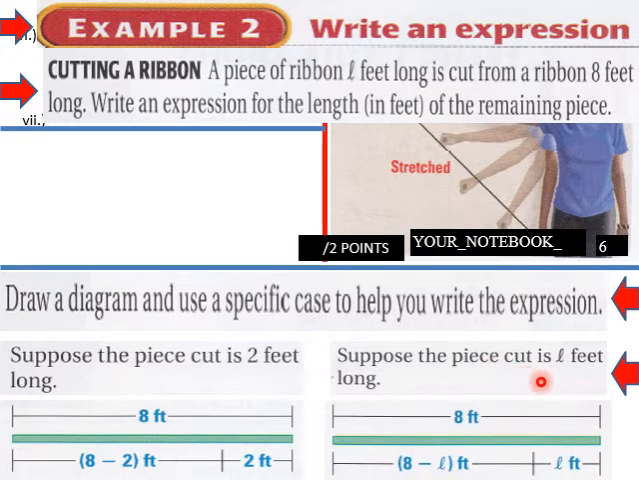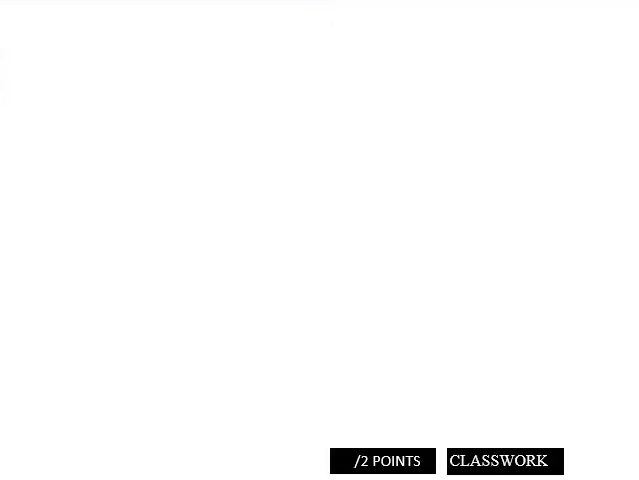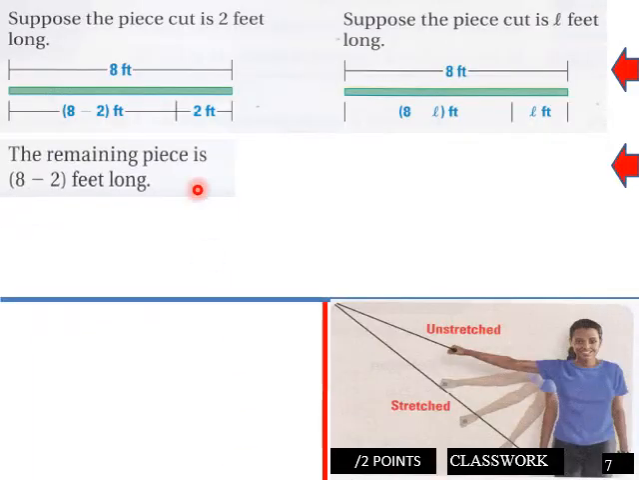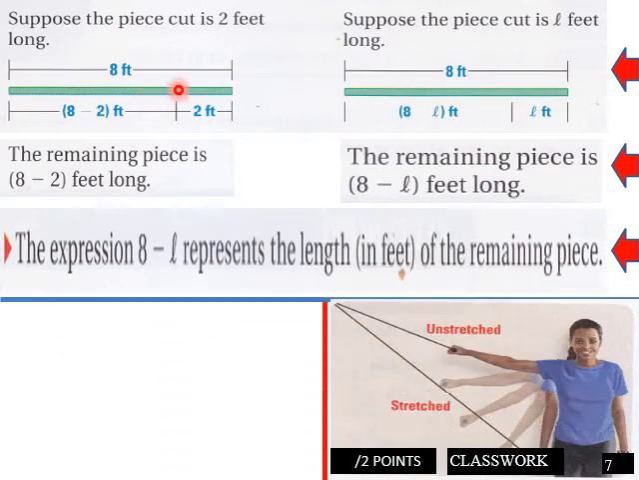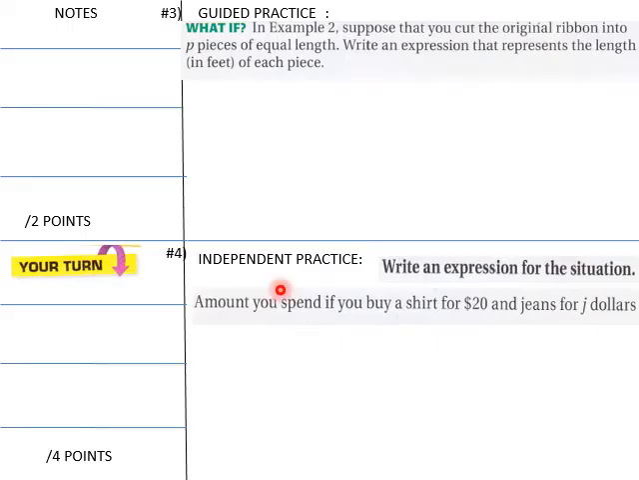Suppose a piece cut is L feet long. So how would we do that? Well, we just go L feet, and then the piece remaining would be 8 minus L. That'd be the way that you would write it. So same thing as with the 2 feet: 8 minus 2, and then 8 minus L feet long, okay? The expression 8 minus L represents the length in feet of the remaining piece. So this is how you go from a verbal model into a mathematical model here. And this is really the strength of algebra right here.